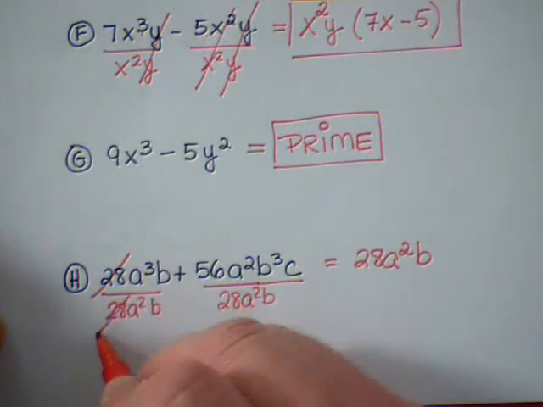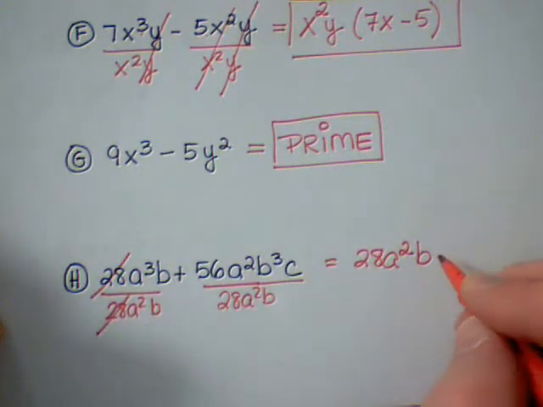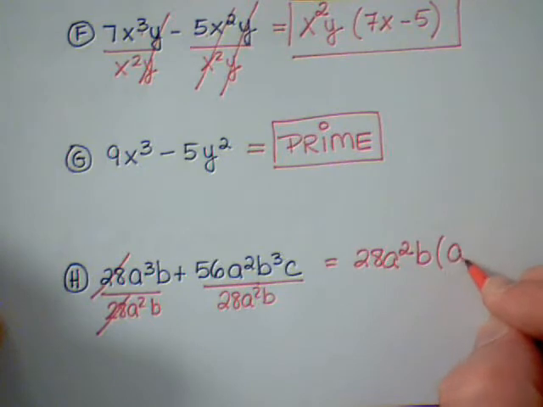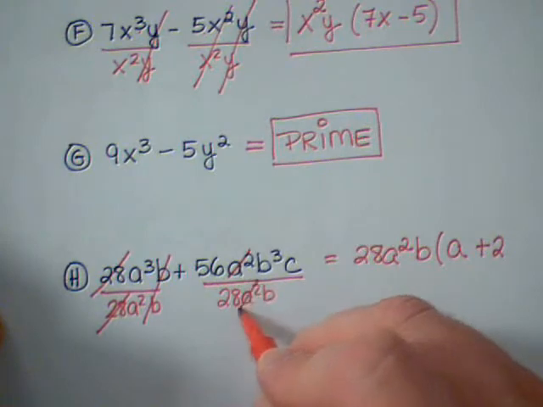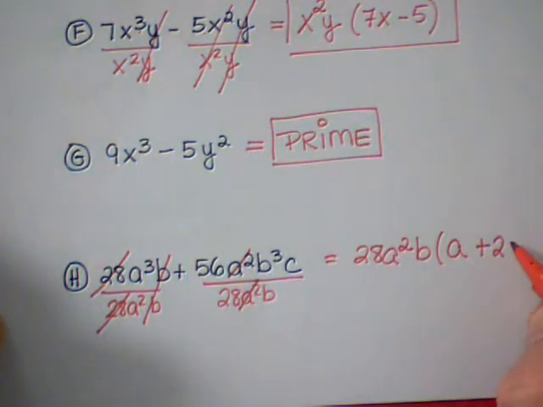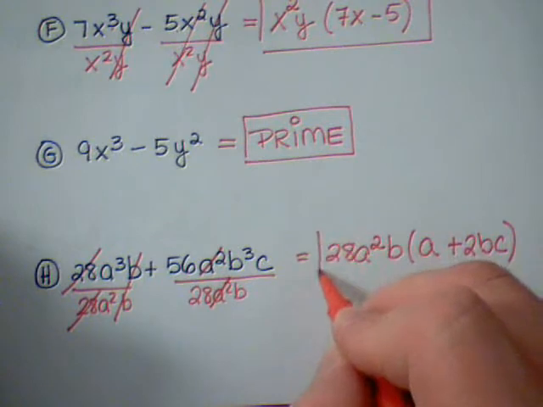Alright, 28 cancels, so this would be a to the 1st, and the b cancels, so it would be just a, plus 56 divided by 28 is 2, the a cancels, b to the 3rd divided by b is b squared, and c divided by nothing is c. So that's my answer.